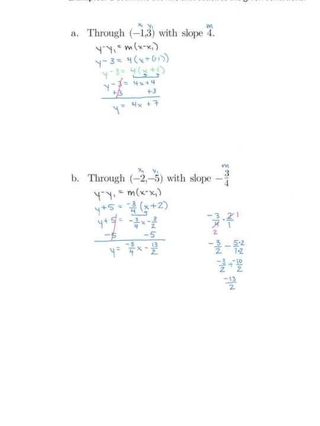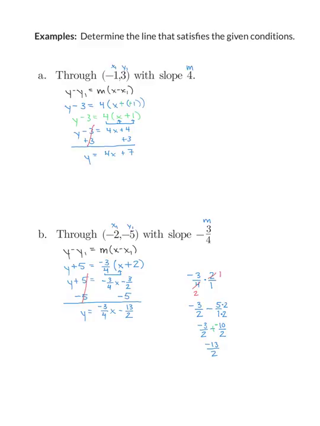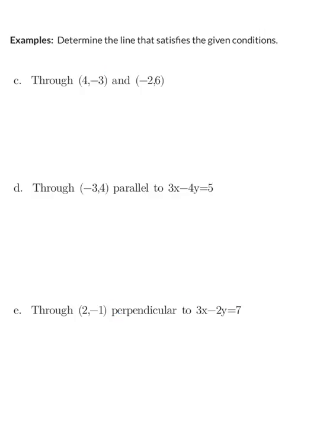Okay, so that takes care of our 2 basic examples. So now let's go ahead and jump into some that are a little bit more complex. These next set of examples are going to involve problems that are 2 steps. We're not going to be given a slope. We're going to have to find a slope on each one of these. So let's start with example C.